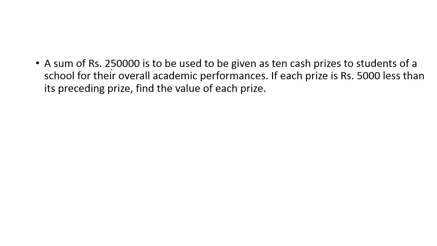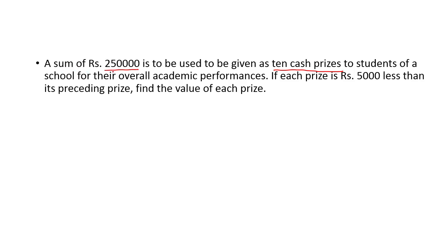A sum of rupees 2,50,000 is to be given as 10 cash prizes to students of a school for their overall academic performances. If each prize is rupees 5,000 less than its preceding prize, find the value of each prize. Okay, so it's important that you understand the question first.